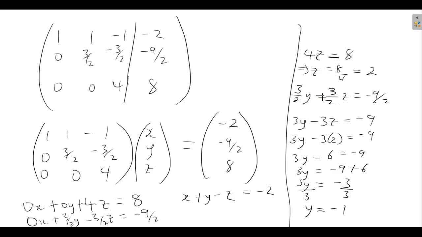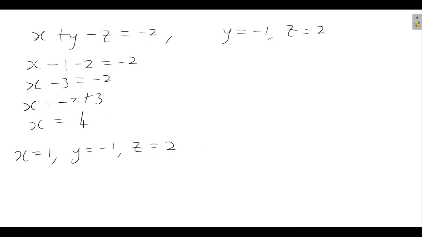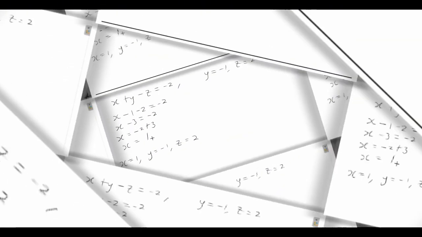We substituted the value of z into this equation. Then we got the value of y to be -1. Then when you get the value of y and then z, we put it in this equation, that is x plus y minus z, which is equal to -2, to get a value of x, which gives us 1. So basically, this is how we use the Gaussian elimination to solve system of linear equations.